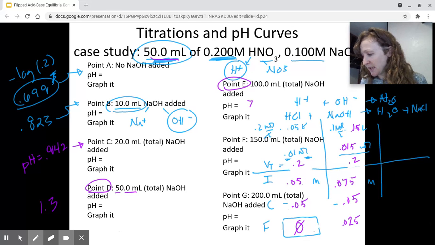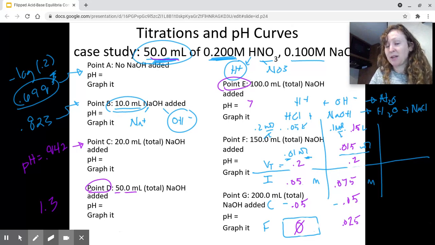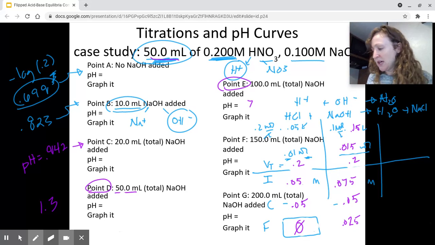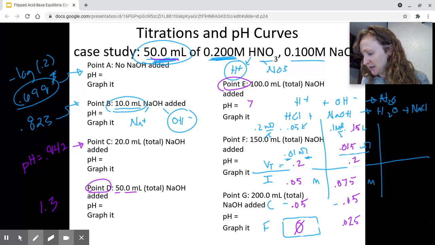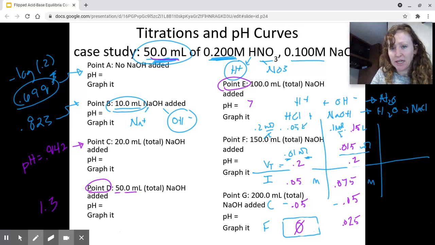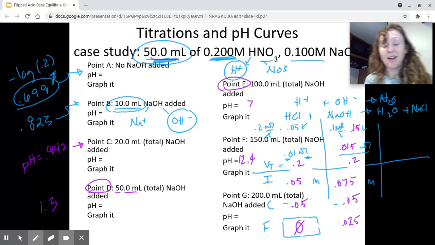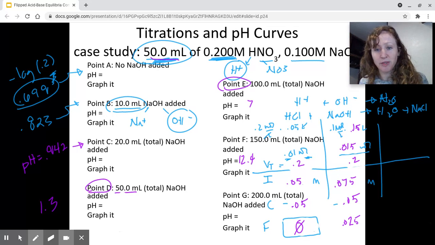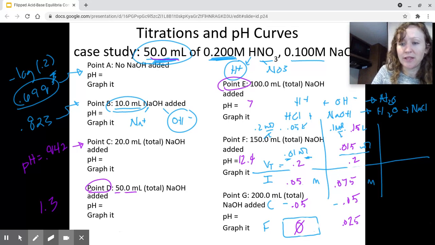Now, if I take the log of that, I get a pOH. And then if I subtract it from 14, I get a pH. My pH at point F is 12.4. Again, another huge jump, 7 to 12.4. Okay, let's do one last point, point G.